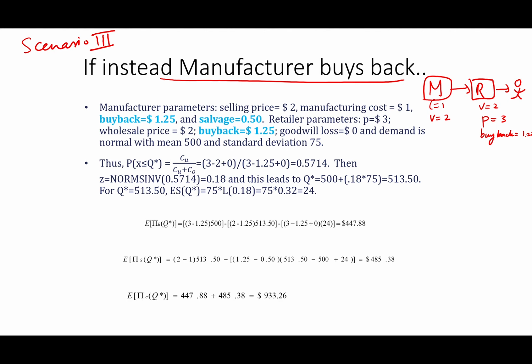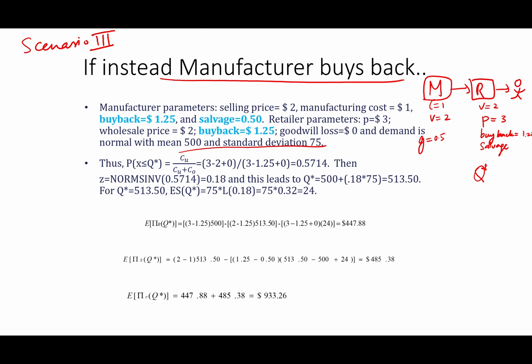Buyback is equal to 1.25, and then it also becomes the salvage for the retailer, and then the manufacturer salvages it for $0.5. Okay, the mean and standard deviation remain the same. So with these inputs, how do we find the Q star for the retailer?